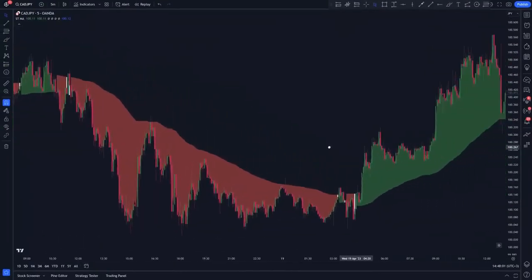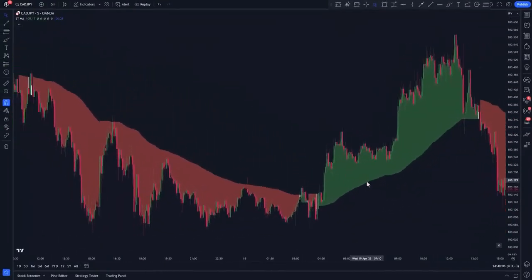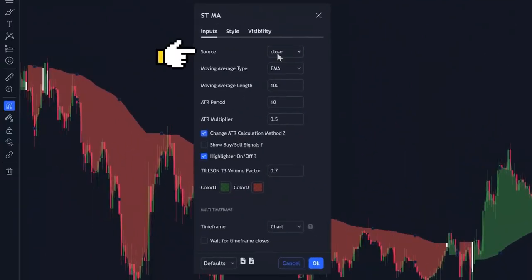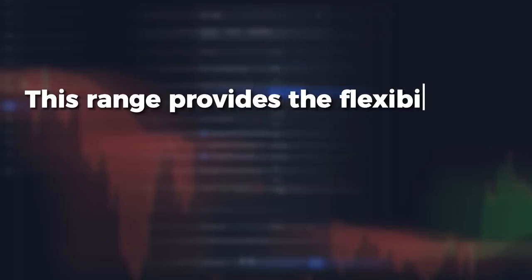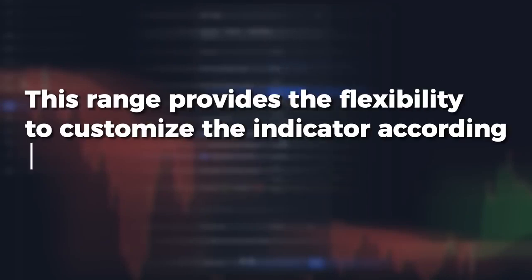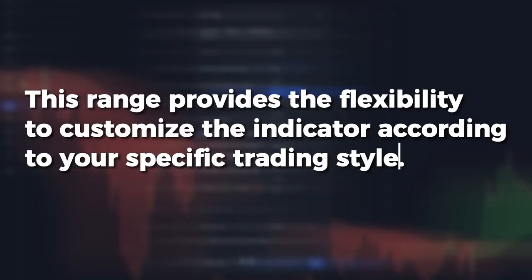Now let's dive deeper and take a look at these indicator settings. First, there is the source. We recommend keeping this at the default value of close. Then you'll notice that the moving average type can be adjusted. There are 11 different types of moving averages to choose from as listed right here, but the EMA is the default. This range provides the flexibility to customize this indicator according to your specific trading style.